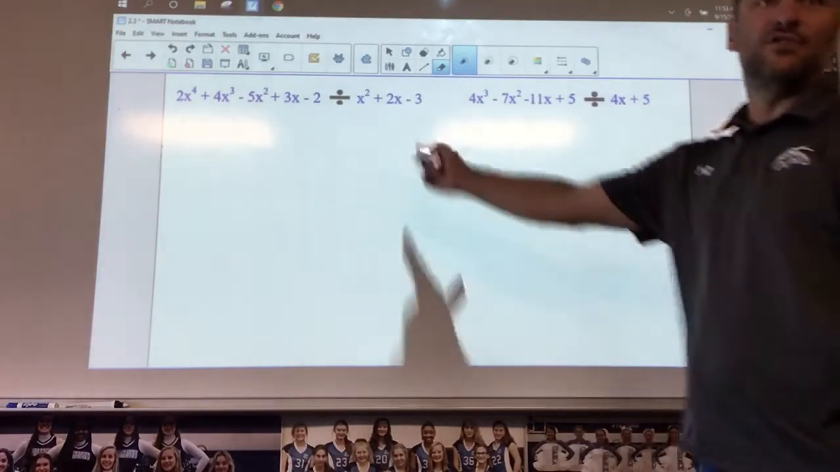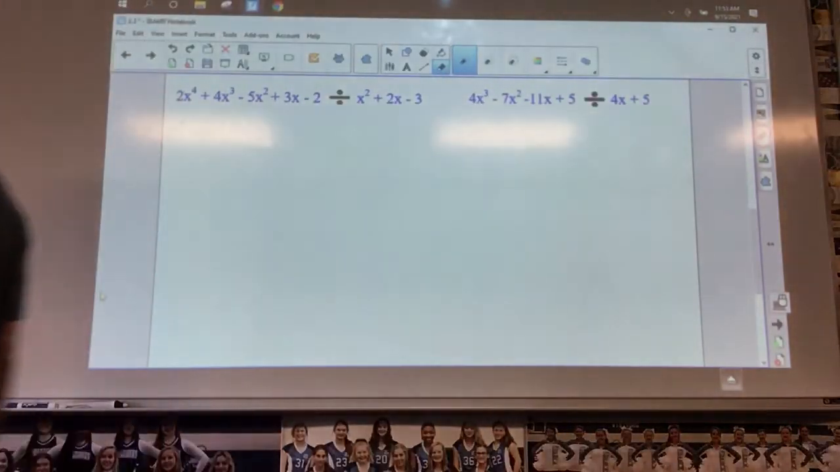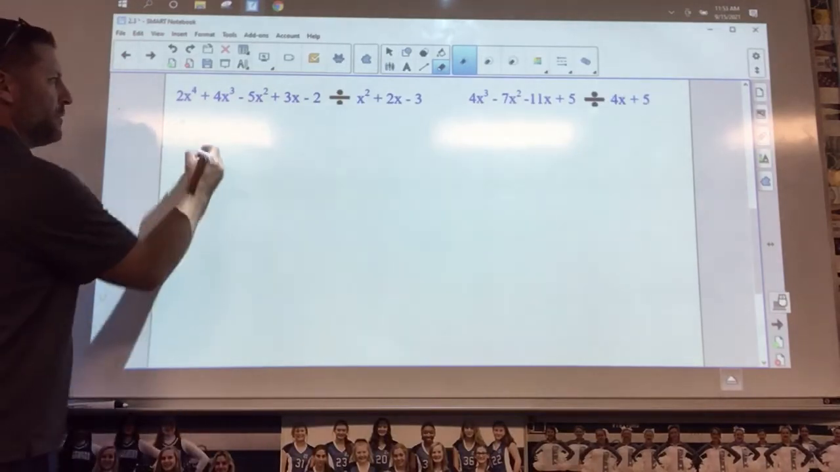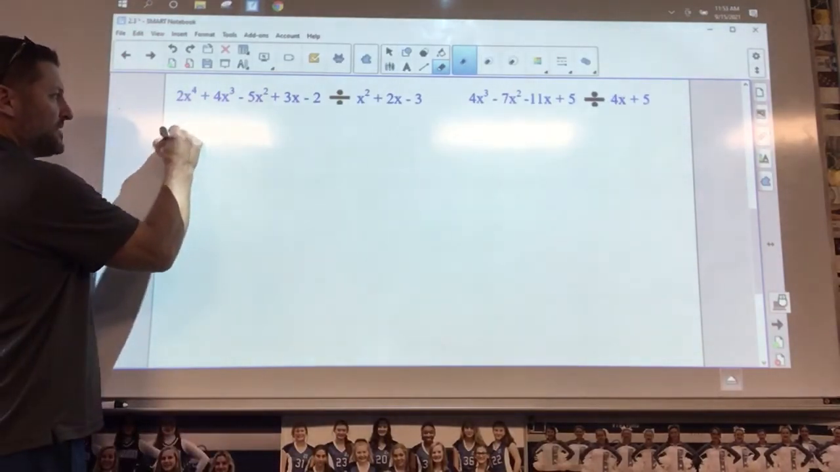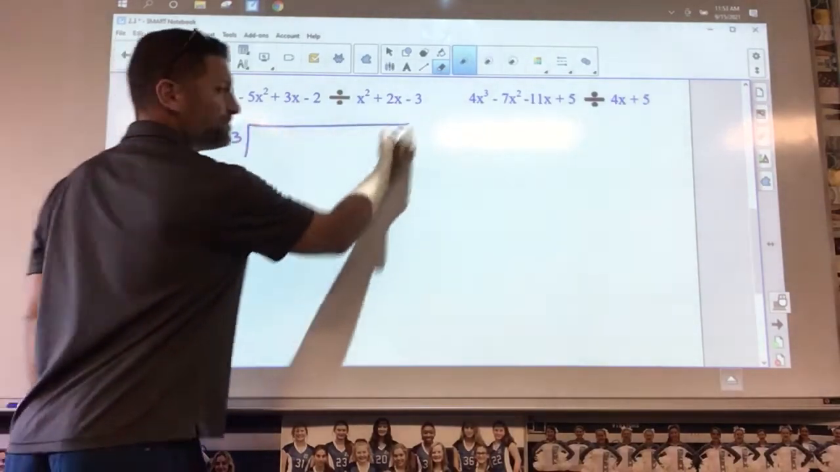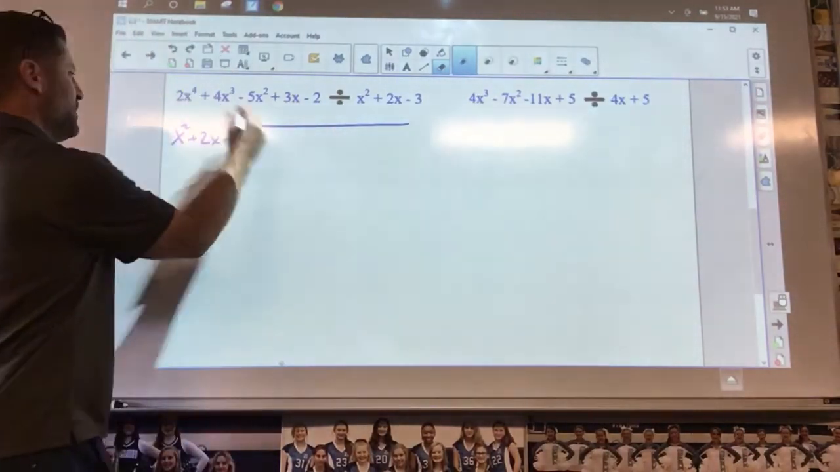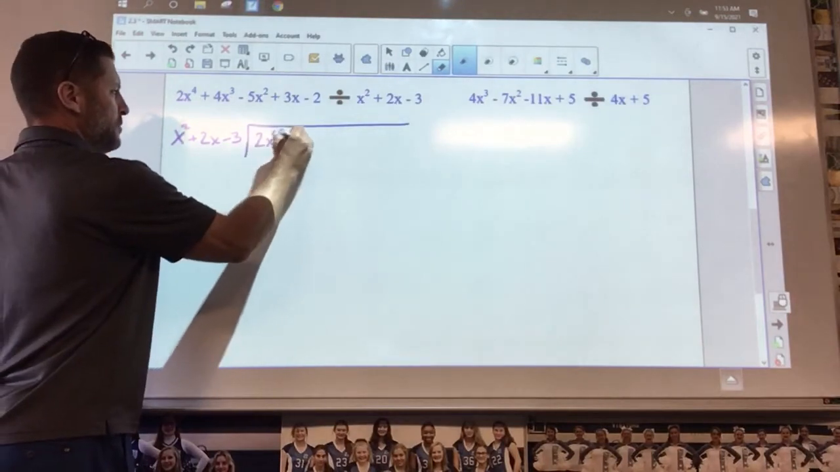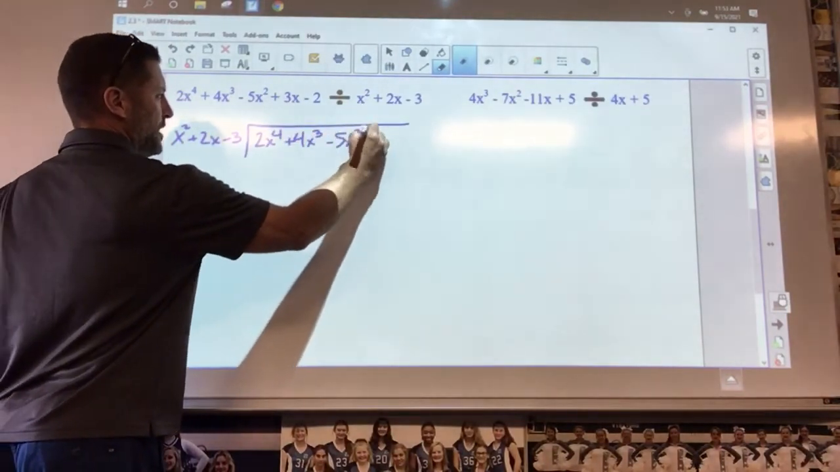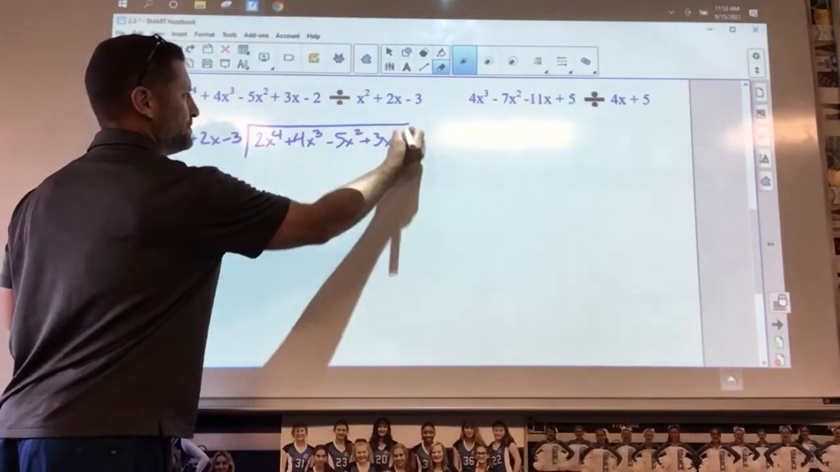Okay, here we go. Can I use synthetic division? No. So I have to use long division. Woo. The big one. Here we go. x squared plus 2x minus 3 into 2x to the fourth plus 4x cubed minus 5x squared plus 3x minus 2.